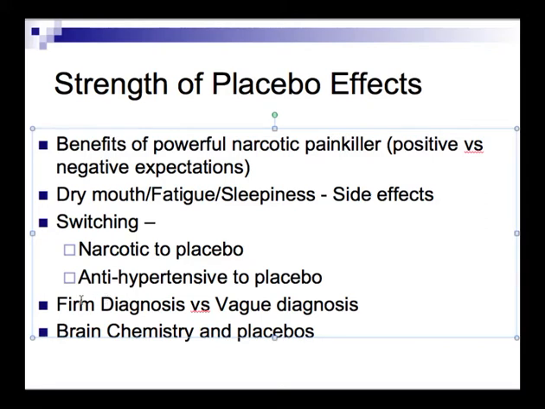So there's other types of studies that have looked at a firm diagnosis versus a vague diagnosis. So people who were given firm diagnoses, like you'll be better, you have the flu, you'll be better in 2 or 3 days, go home and drink lots of liquids, this kind of thing, versus people who you told, well, I'm not really sure what it is, but wait and see, and come back to me in a week. The people who were given vague diagnoses did much less well, had continued symptoms and problems versus the people who had a firm diagnosis.